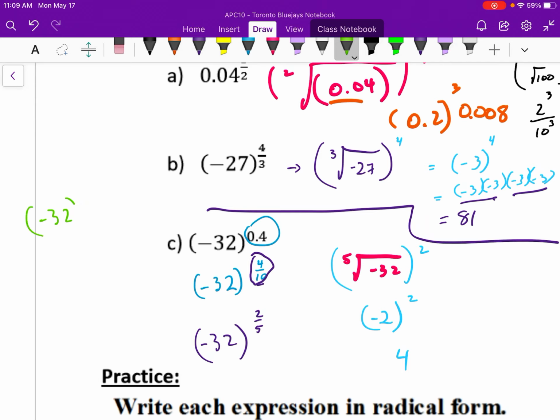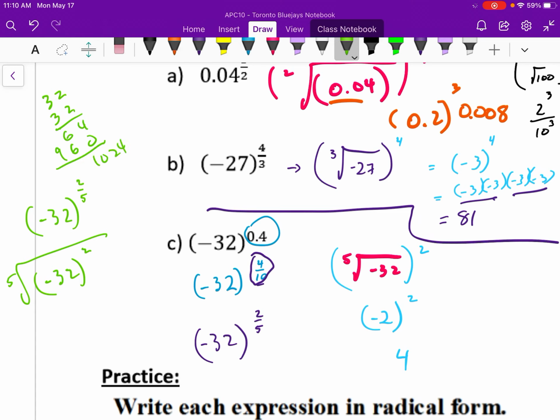All right, so I'll go negative 32 to the power of 2 over 5. I'm going to choose to evaluate the exponent first. So I could write negative 32 squared, and then what I'm going to do is take the 5th root of that. Now this seems very odd, doesn't it? So negative 32 times negative 32 is 1,024. Now, what is the fifth root of 1,024? What number multiplied to itself 5 times gives you 1,024? Quick. That's right, it's 4. Not intuitive whatsoever. That's why it is better to work with the radical first and then raise to the exponent.